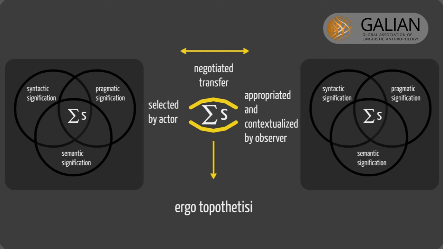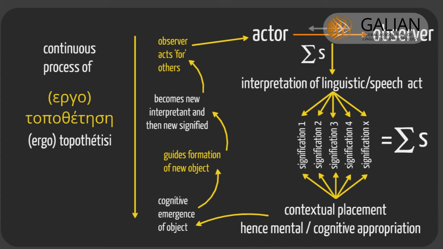If we go to the next diagram, and it's actually quite simple when we break it down, we'll see that it's really an extension of the last two diagrams. At the top, we have the actor, who is expressing, and the observer, who is receiving, but also returning and negotiating with the actor. So we have our sigma S, which becomes an interpretation of the linguistic speech act by the actor and its negotiation between the actor and the observer and the environment.